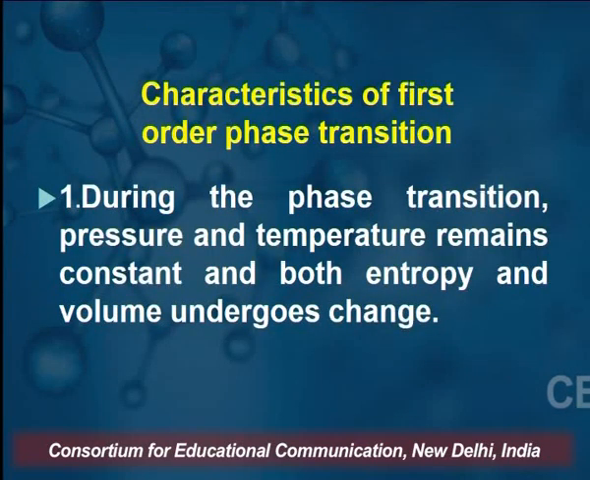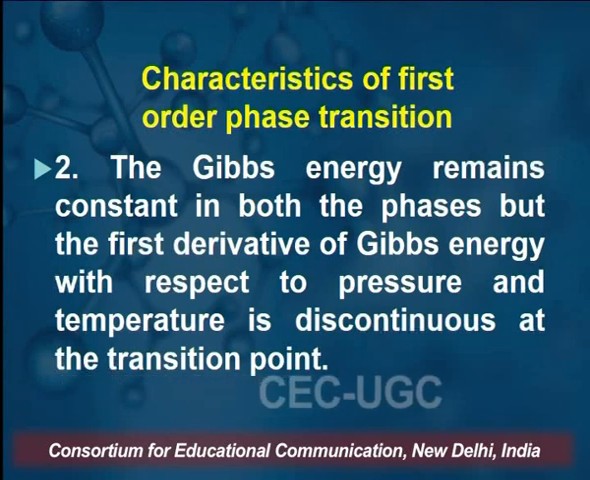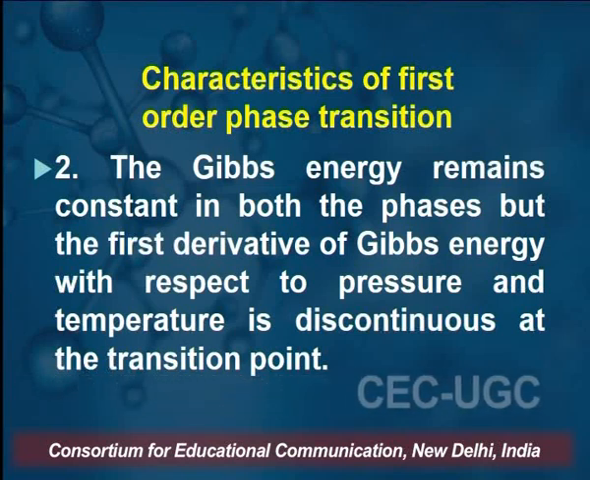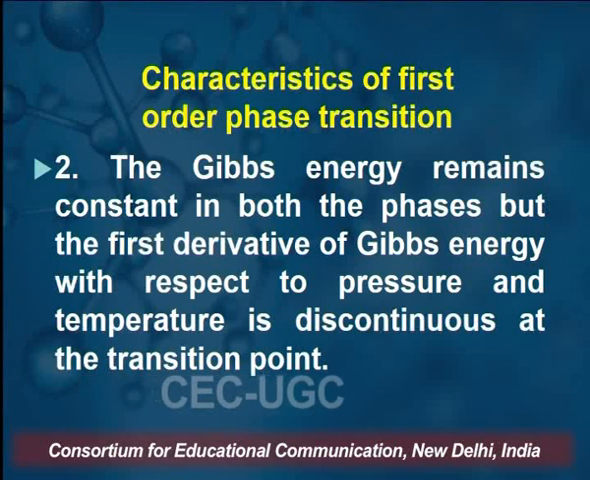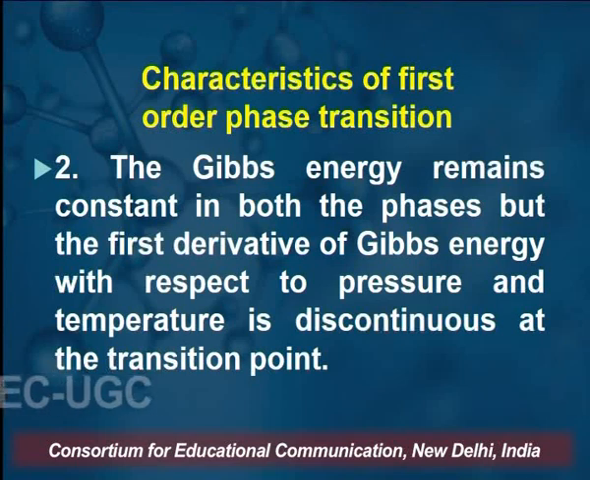Let us now discuss what are the characteristics of the first order phase transitions. As mentioned before, during this kind of phase transition, the pressure and temperature remain constant and both entropy and volume undergo some kind of change. Second very important characteristic, the Gibbs energy remains constant in both the phases, but the first derivative of Gibbs energy with respect to pressure and temperature is discontinuous at the transition point, that is the point at which the phase change is occurring. I will be showing you the graphs shortly to make this point even clearer.